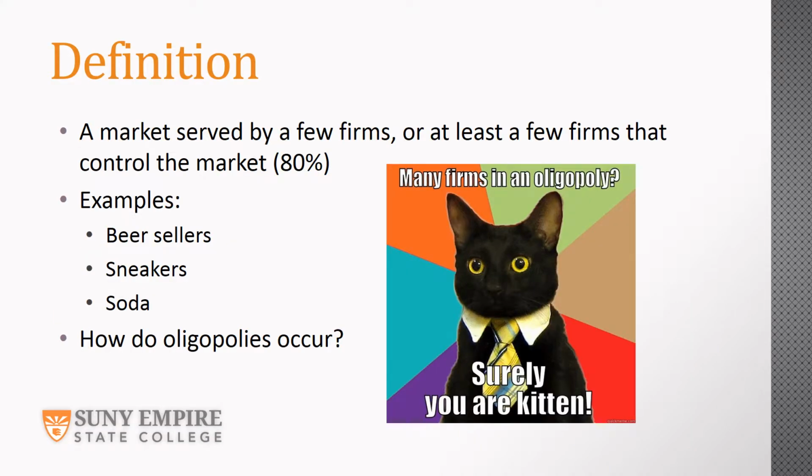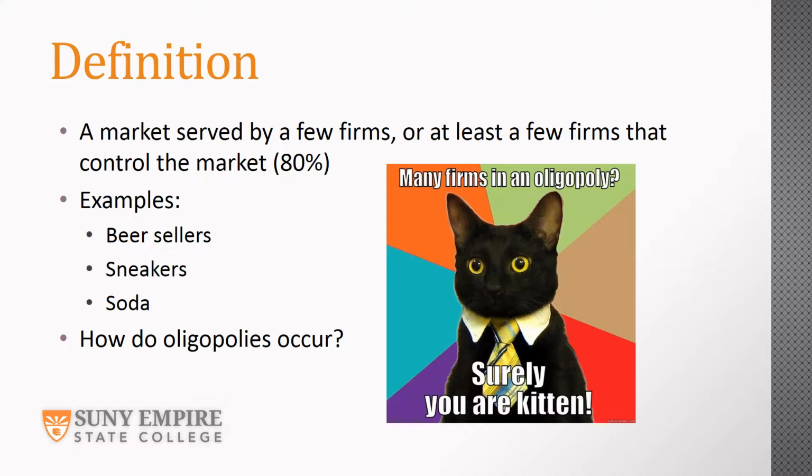A market structured as an oligopoly usually serves many customers. The defining feature of an oligopoly is that there are very few firms acting as sellers. It is also possible that there may be many firms, but a strong majority of the market, above 80%, is served by few firms.